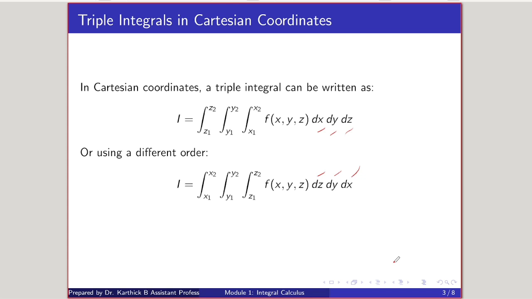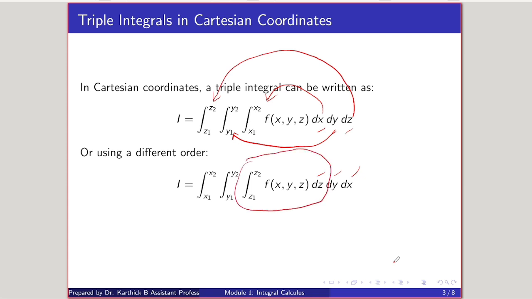So the limit of x will be x1, x2, here in the general way, and for z it will be z1, z2. So this is the inner integral. After evaluating this, we will go for y. At last, we will integrate the resultant function with respect to x, same as the double integral problem.